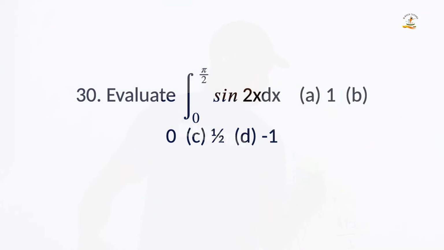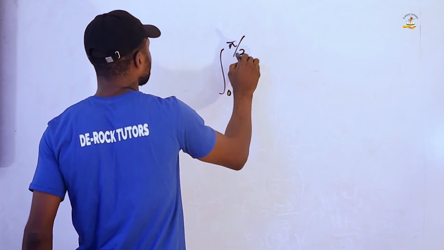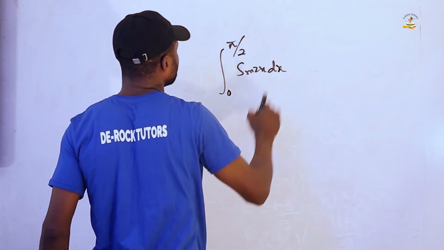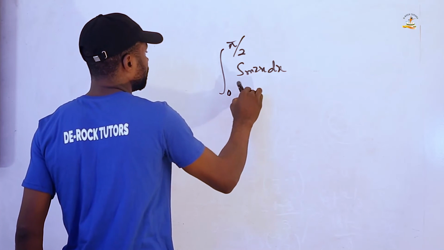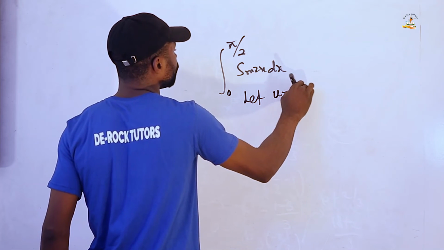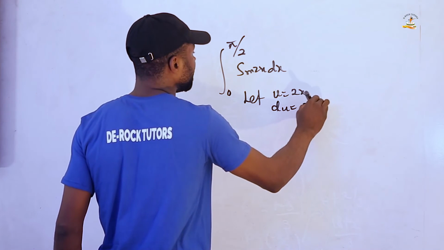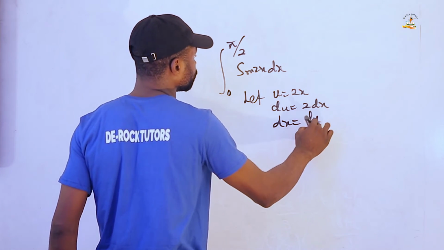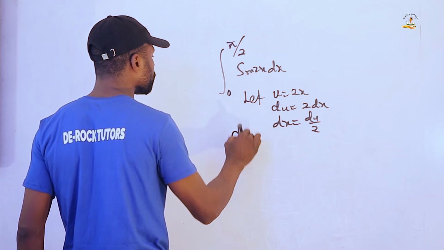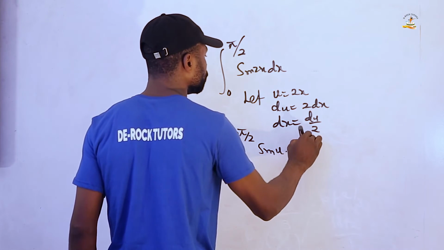The next one is still on definite integral. On this one, you have the integral from 0 to pi over 2 of sine 2x dx. Integrating this one, you have to let u equal 2x. If u is equal to 2x, then du is equal to 2 dx. In this case, your dx is equal to du over 2. We substitute respectively: the integral from 0 to pi over 2 of sine u times du over 2.